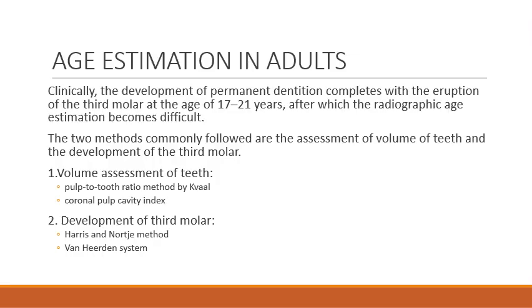Next, we move on to age estimation in adults. Clinically, the development of permanent dentition completes with the eruption of the third molar at the age of 17 to 21 years, after which radiographic age estimation becomes difficult. Two methods commonly followed are the assessment of volume of teeth and the development of third molar. Based on the volume of teeth, we have the Kvaal pulp to tooth ratio method and the coronal pulp cavity index. Based on development of third molar, we have Harris and Nortje method and Van Heerden system.